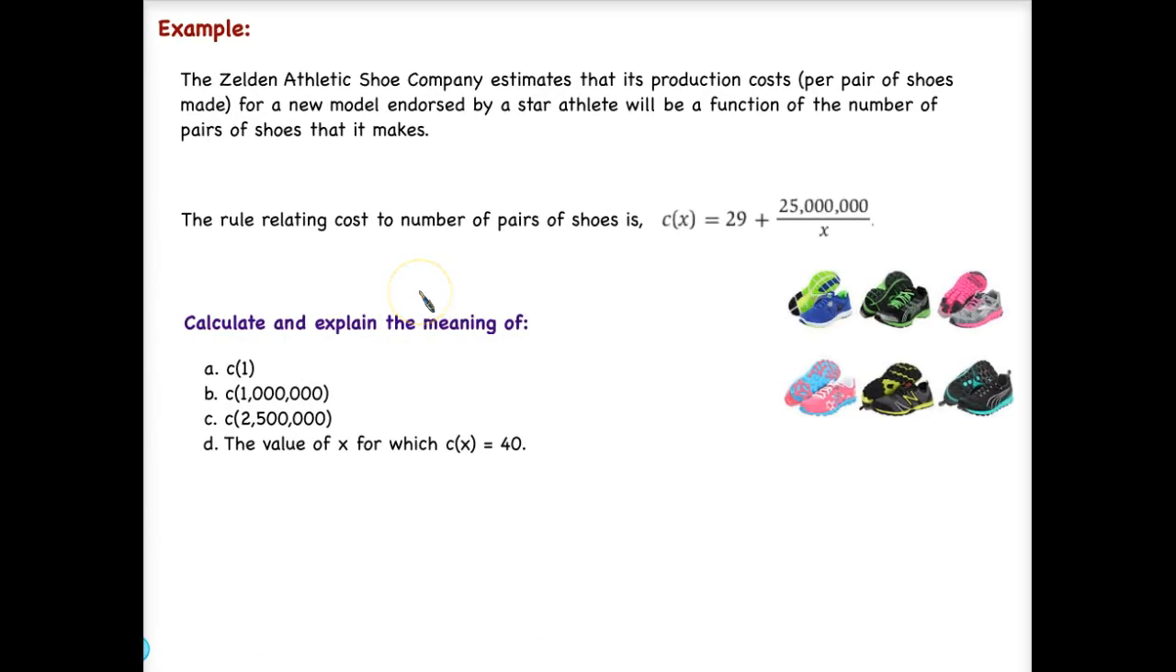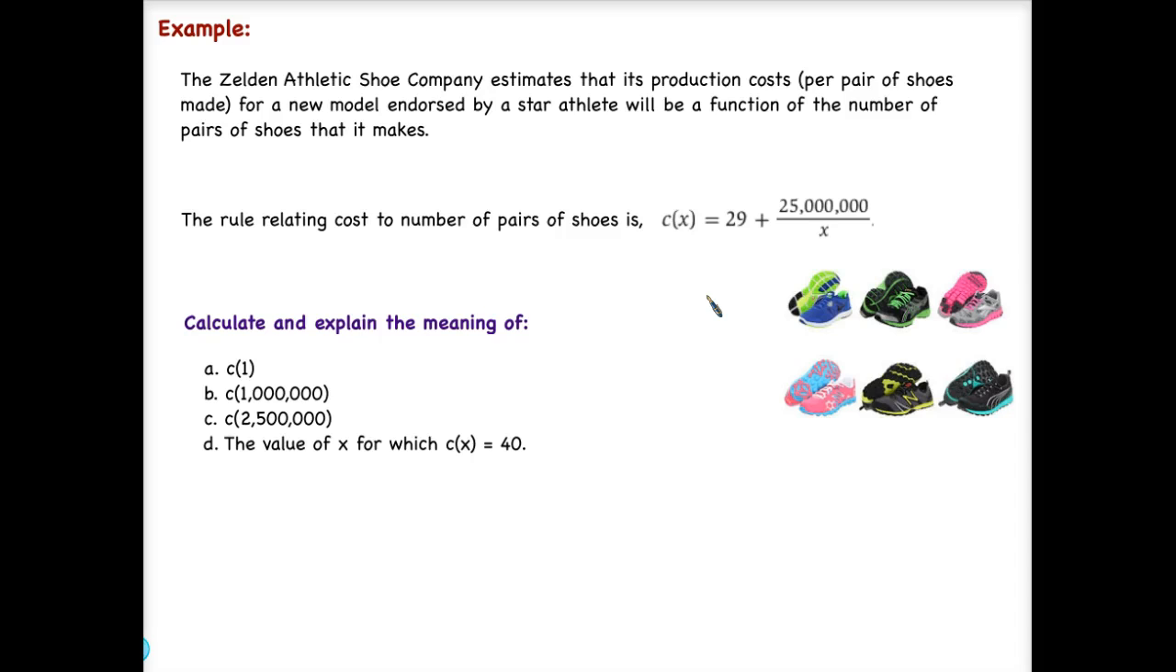In this problem, we have an athletic shoe company, and they estimate that its production costs for a new model endorsed by a star athlete will be a function of the number of pairs of shoes that it makes. Again, pause the video. Think about what that means. What it means is that depending upon how many shoes they make, the production costs, which is our C of X here, will be affected. And here is the rule that relates the cost to the number of pairs of shoes.